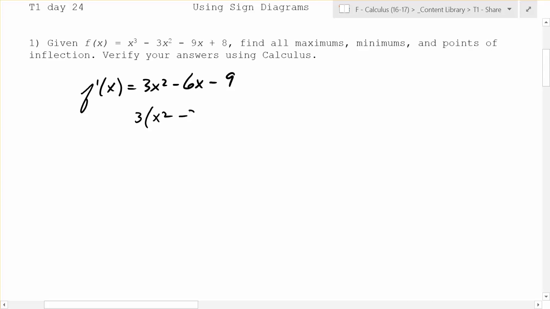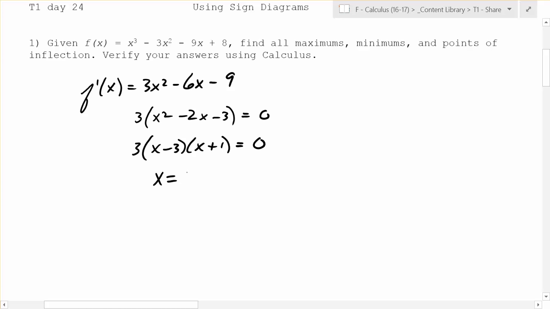x squared minus 2x minus 3. Nice. And you're setting that equal to 0. Can you tell me what the factored form is, please? So it's 3 times what? Take out 3, and then it's x minus 3, x plus 1. And that equals what? That equals 0.